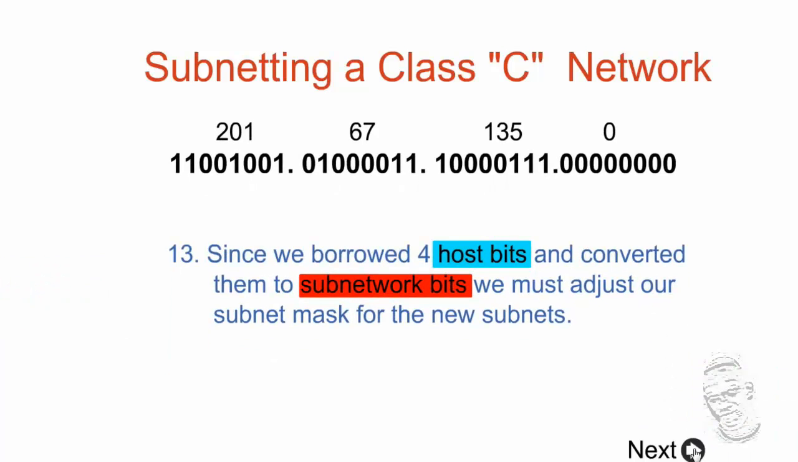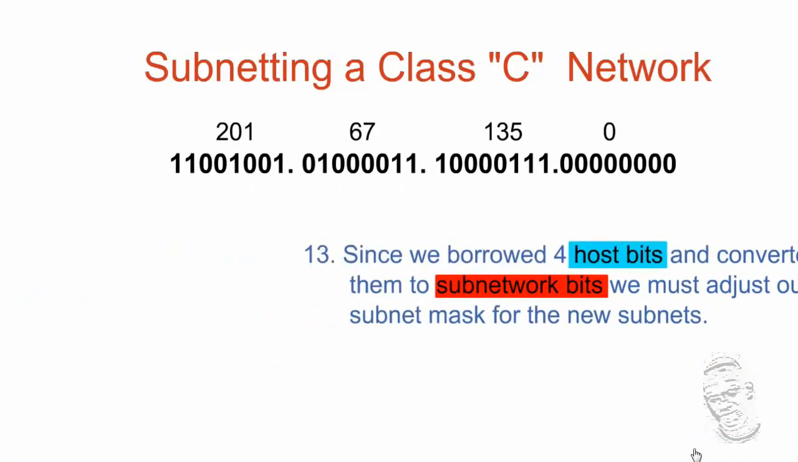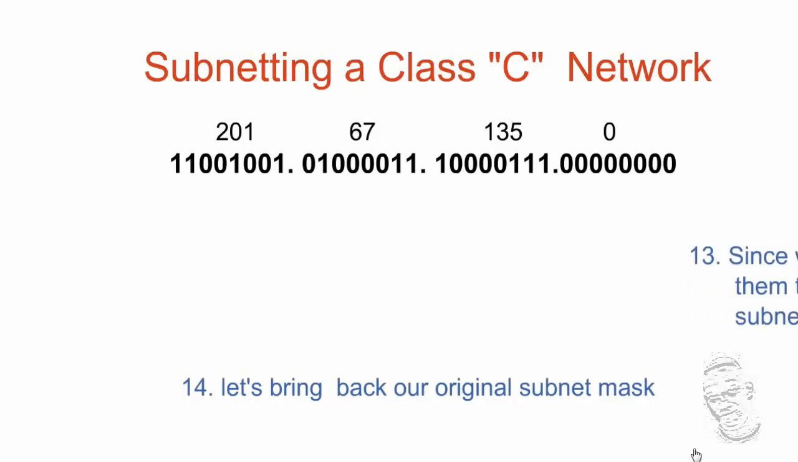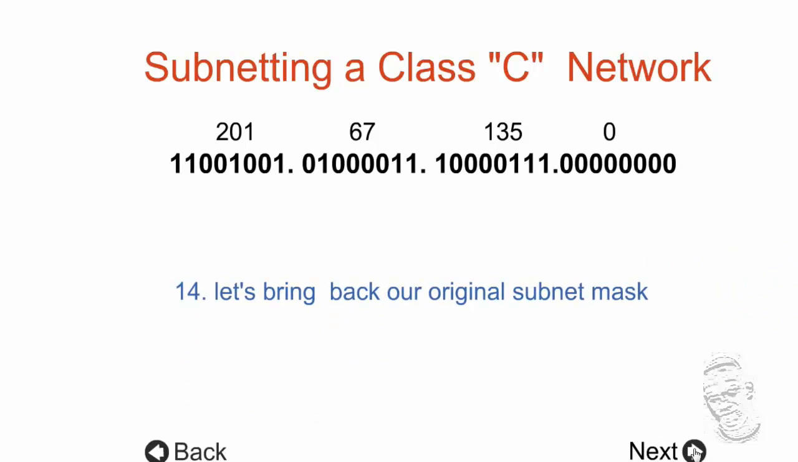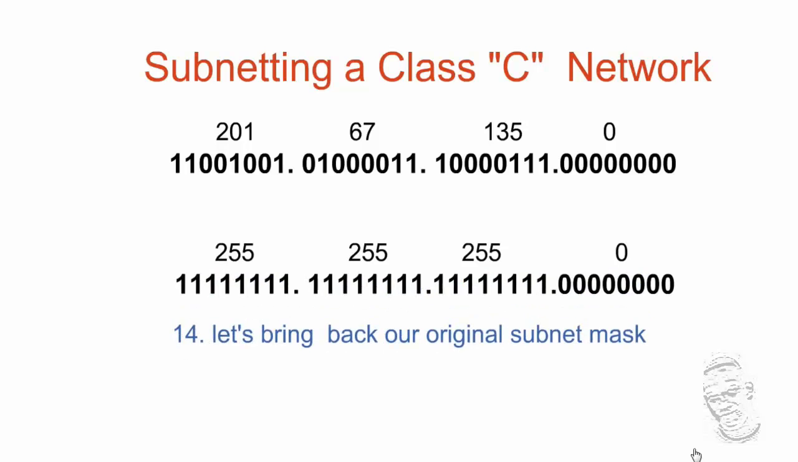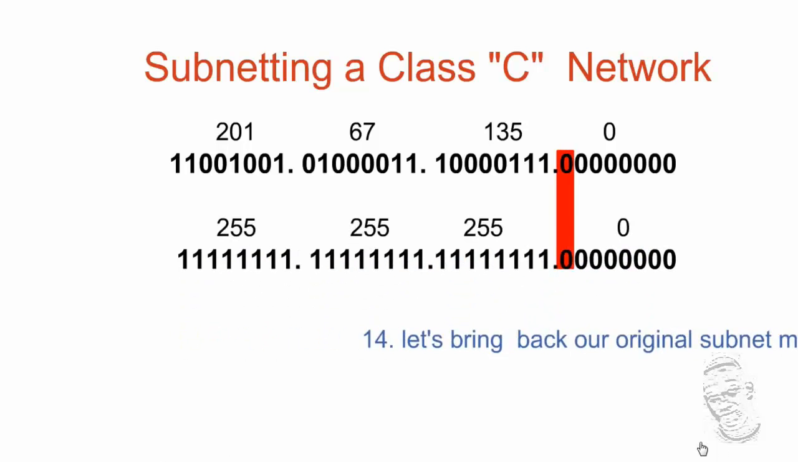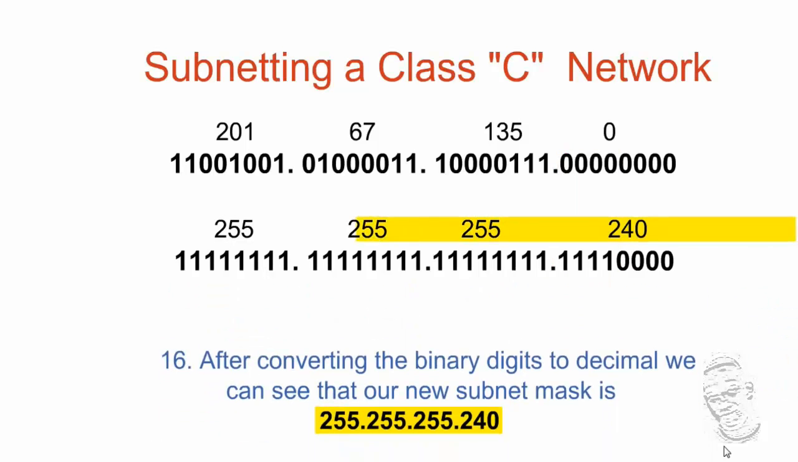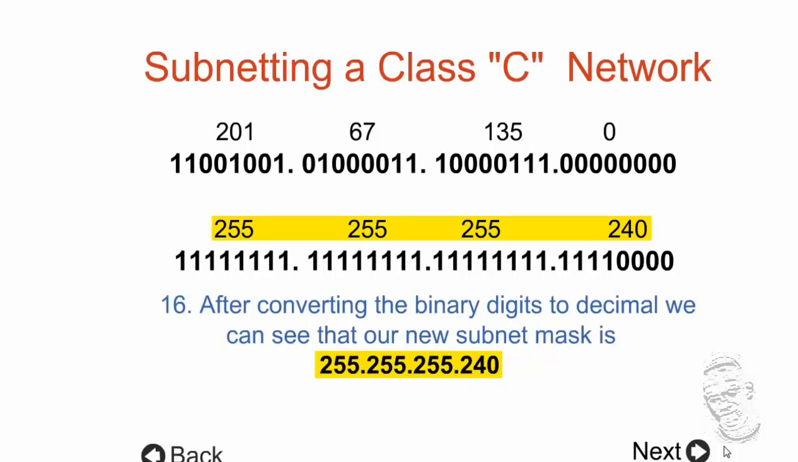Since we borrow 4 host bits and convert them to subnetwork bits, we must adjust our subnet mask for the new subnets. Let's bring back our original subnet mask. Since we borrow 4 host bits to create our additional subnets, we must convert the corresponding bits in our original subnet mask from 0s to 1s. Click here to convert. After converting the binary digits to decimal, we can see that our new subnet mask is 240.